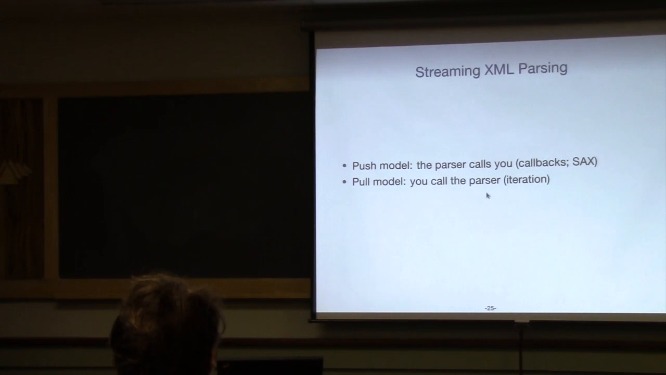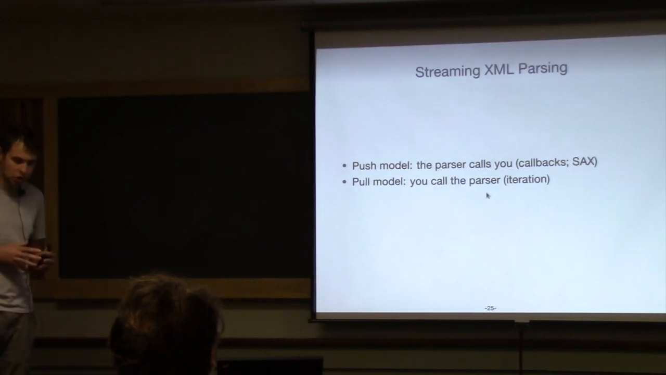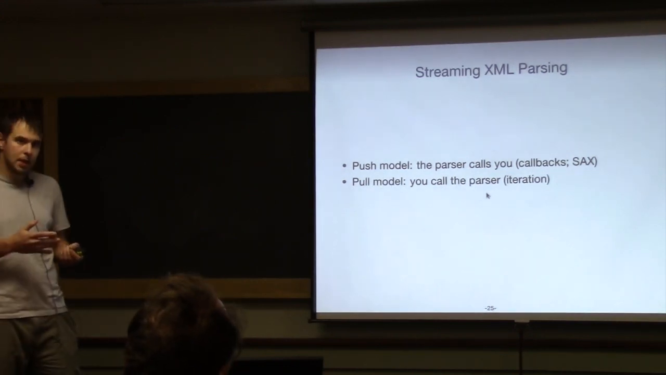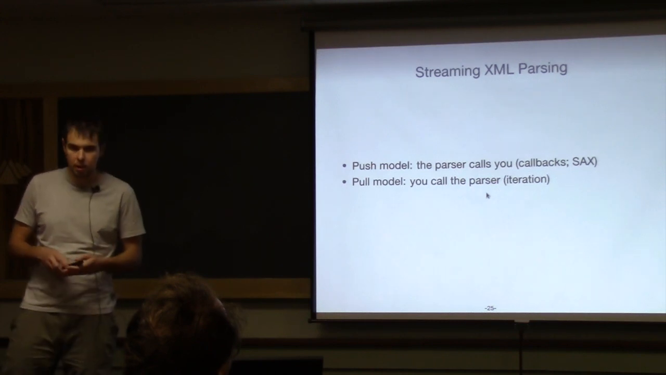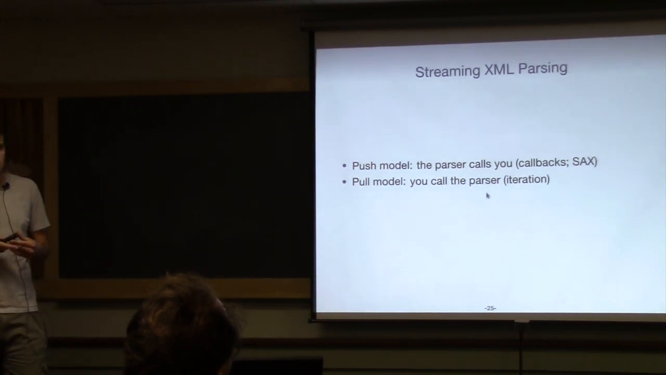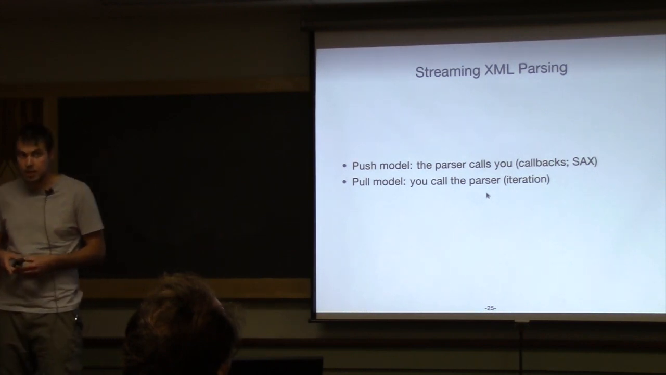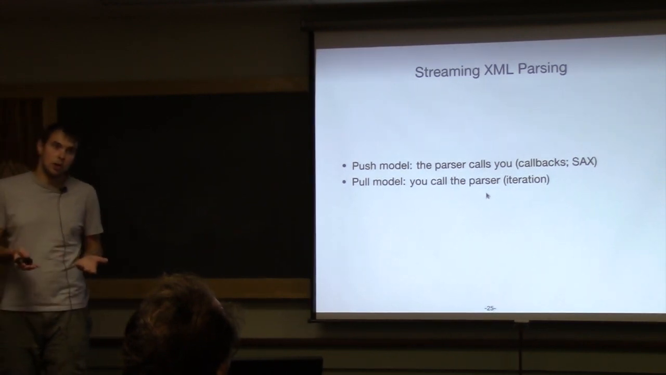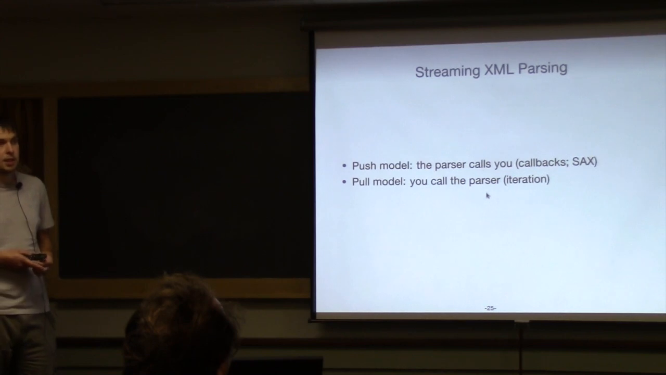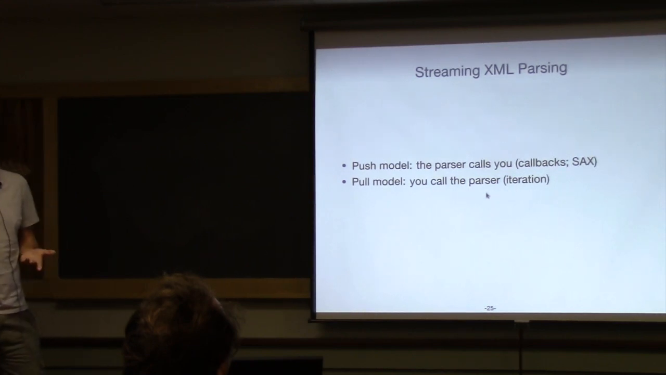When it comes to streaming parsers, there are two further choices. A parser can use the push model or the pull model. Push parsers call us when the next event is ready for processing, while in the pull model, we call the parser when we are ready to handle the next event. In other words, push is callback-based and pull is iteration-based.